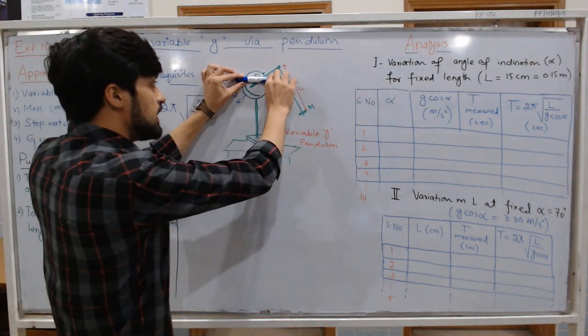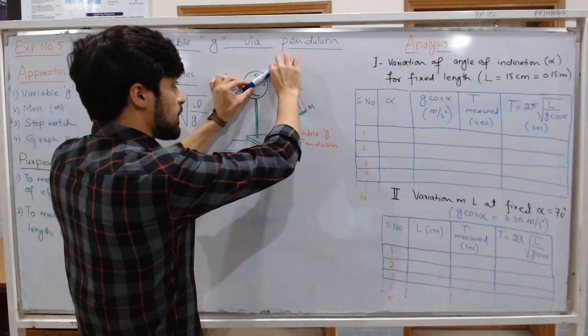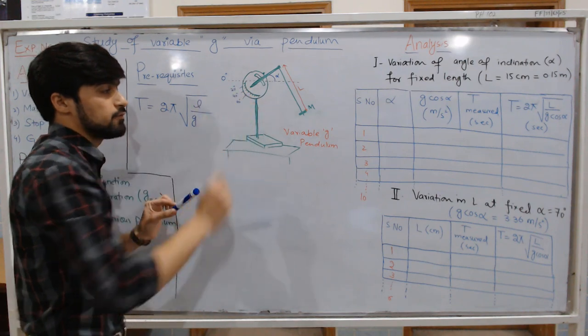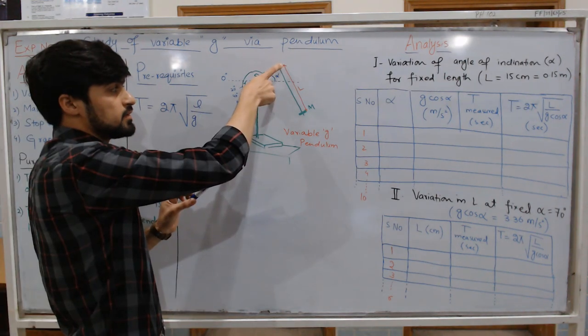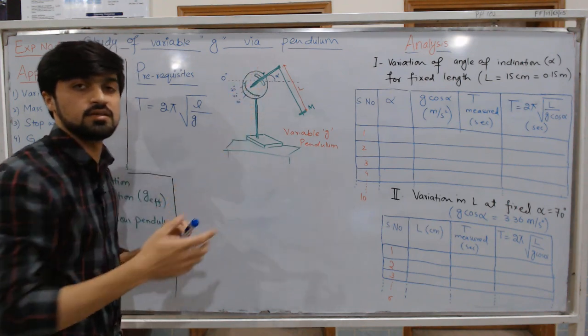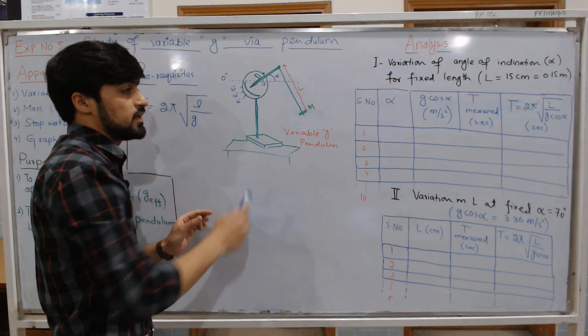But if I disturb this angle like this, from the degree scale I can say, let's say this is 840 degrees, or I can change it to 60 degrees, 30 degrees, 40 degrees as required. So this is actually the angle of inclination.